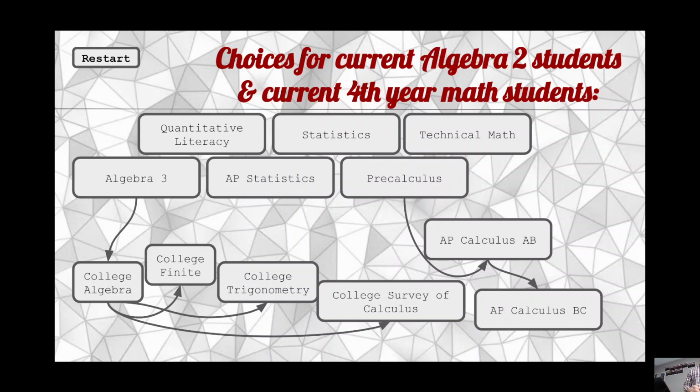AP Stat is also a pretty common choice. Not so much this year, but most years students that have been in both would say that AP Stat is an easier course. I've not heard that as much this year. But I can tell you that the pass rate for AP Stat is about the same as the pass rate for AP Calculus. So even though some years the class may seem easier, the end AP test trying to get the college credit is about the same.